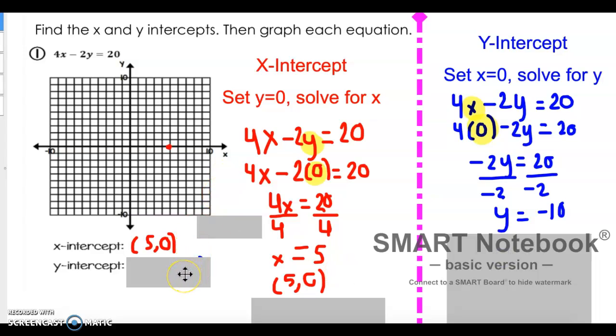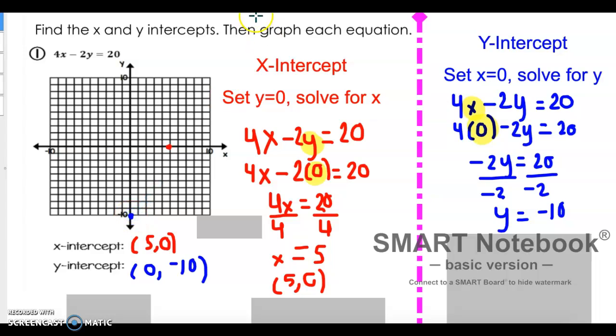Remember, we want to write the y-intercept as an ordered pair. So the x value for every y-intercept is 0. That's why we substituted 0 into our equation. And here our y value is negative 10. So we have the ordered pair 0, negative 10. And we're going to take that and plot it on our graph.